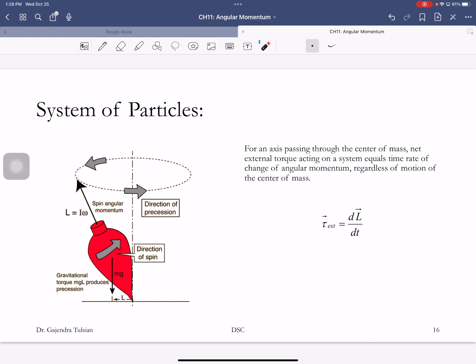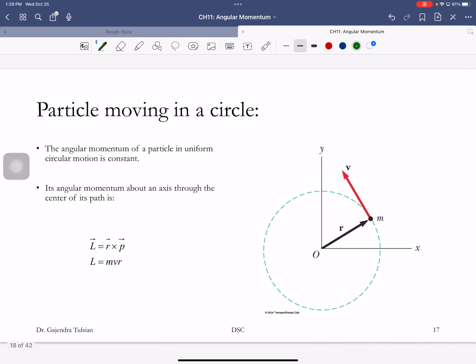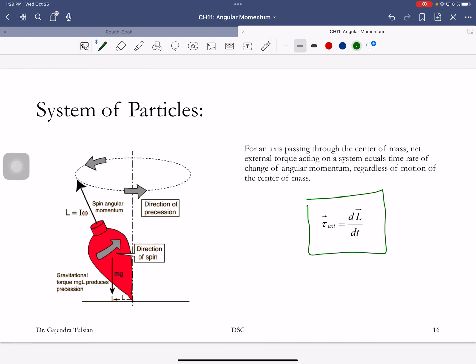All right, so for an axis passing through the center of mass, net external torque acting on a system equals the time rate of change of angular momentum regardless of the motion of the center of mass. Again, we won't worry about all of those. What this statement is saying is for an axis passing through the center of mass, no matter what is happening to the center of mass, whether it's accelerating or not, this is valid. External torque is equal to dL by dt. Again, this is our Newton's second law for rotational motion. So we will look at examples like this.